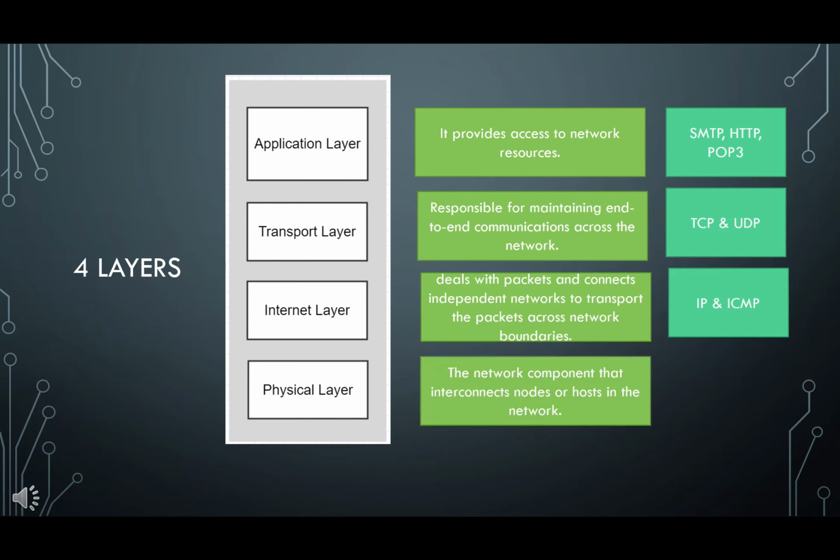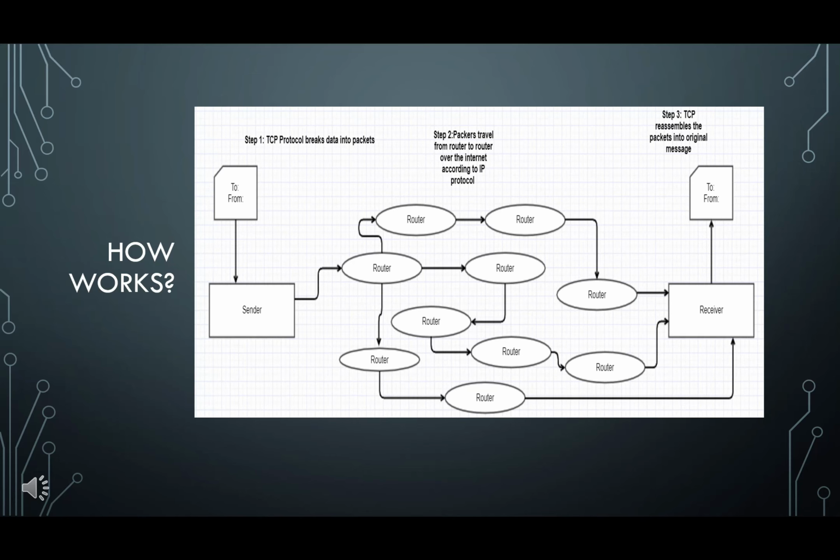The last one is the network access layer, the component that interconnects nodes or hosts in the network. Examples: Ethernet and ARP. ARP stands for Address Resolution Protocol. In the coming sessions, we can look at each protocol individually, how that protocol works, and why we prefer one over another.